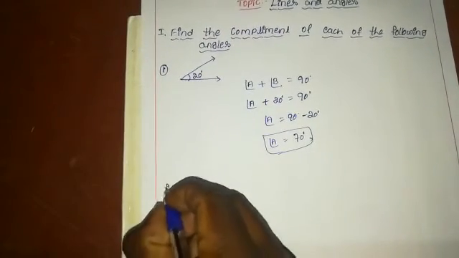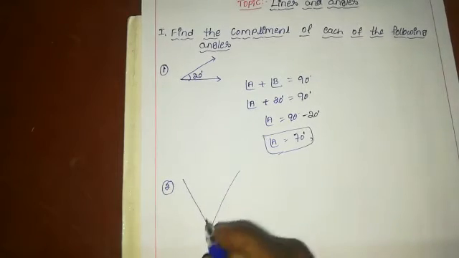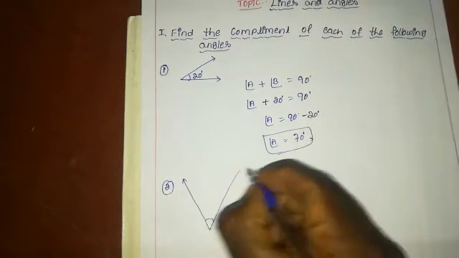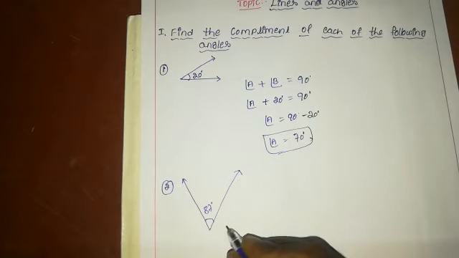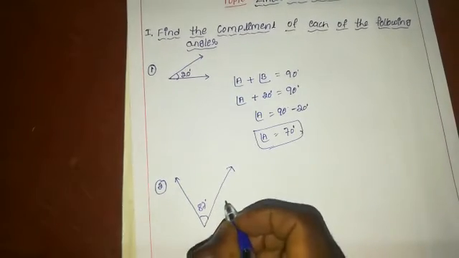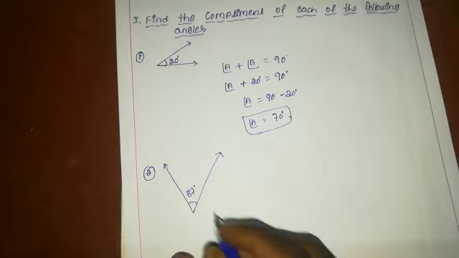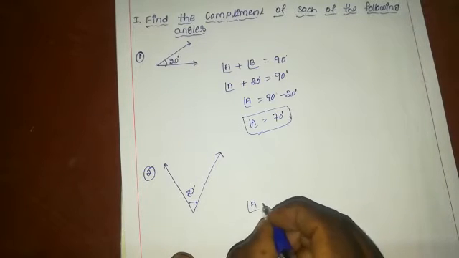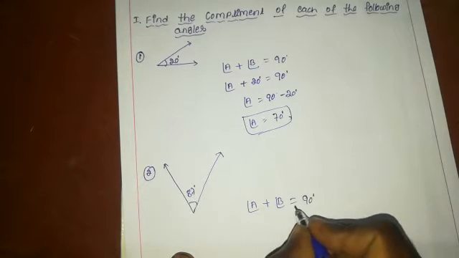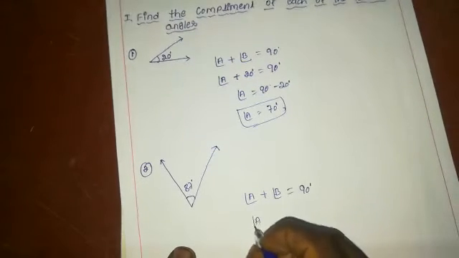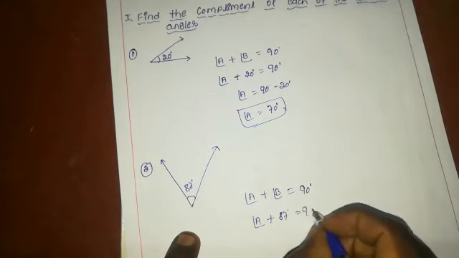The second one is an angle like this. This is 87 degrees. Now we have to find the complement angle for this angle. We know how to find the complement: the condition is that the sum of the two angles is 90 degrees. So angle A plus angle B, where they gave 87 degrees, is equal to 90 degrees.